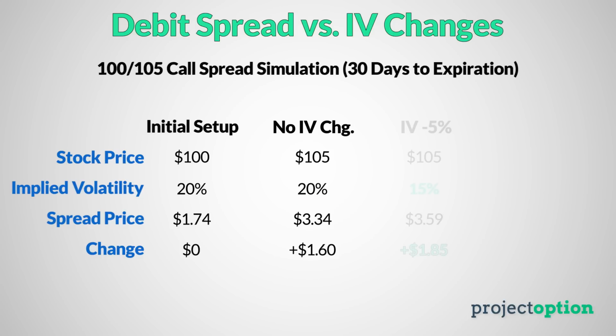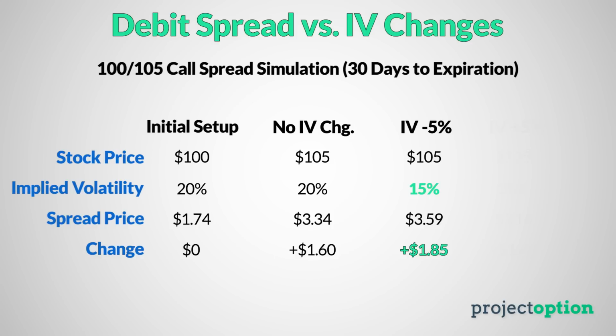However, if the stock price increased to $105 and implied volatility went from 20% to 15%, indicating a broad decrease in extrinsic value of the stock's options, the 100-105 call spread is estimated to be worth $3.59, which represents a $1.85 increase over the initial purchase price of $1.74.